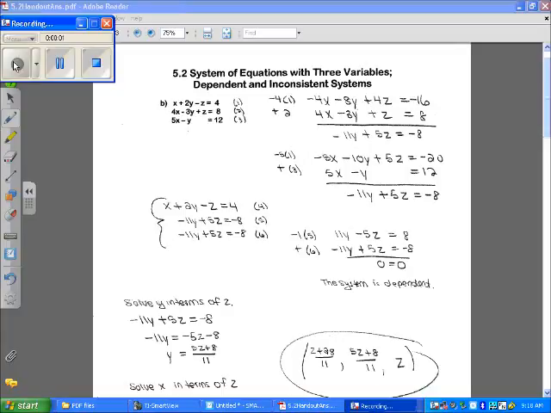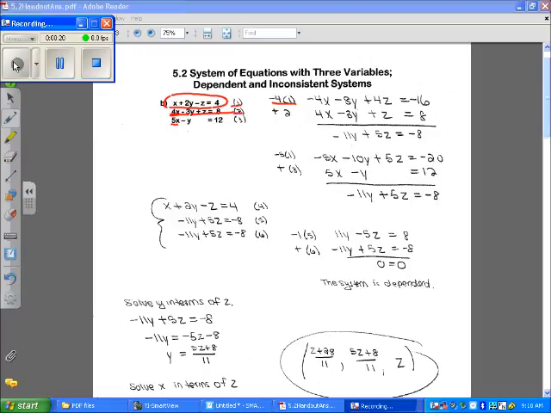5.2 part B. Again, we're going to solve the system of equations. My first step is I want to get a 0 here and a 0 here. So let's start by getting a 0 here. I'm going to take a multiple of this equation, which would be negative 4, and add it to this equation. So negative 4 times equation 1 added to equation 2.